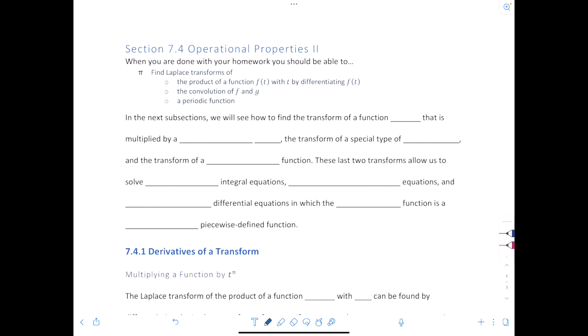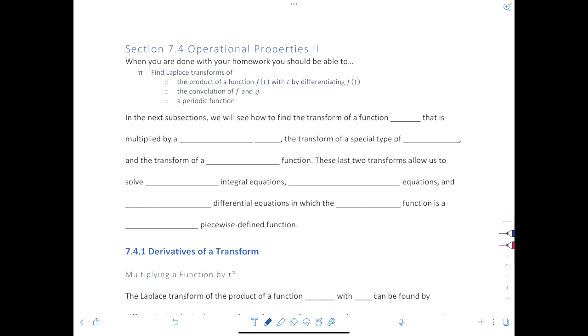So 7.4 is split up into three subsections, so I'm doing three separate videos for them so it doesn't get too terribly long. Okay, so here we'll be in 7.4.1, we'll be looking at derivatives of a transform. Pretty cool, actually. I liked this section.